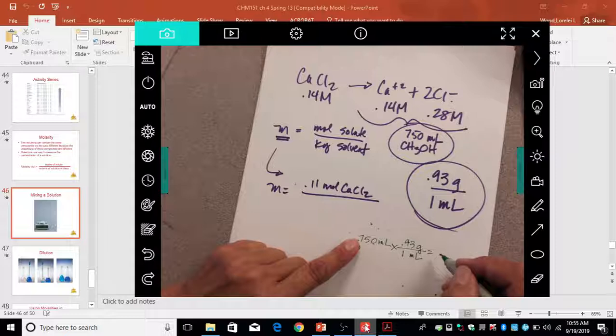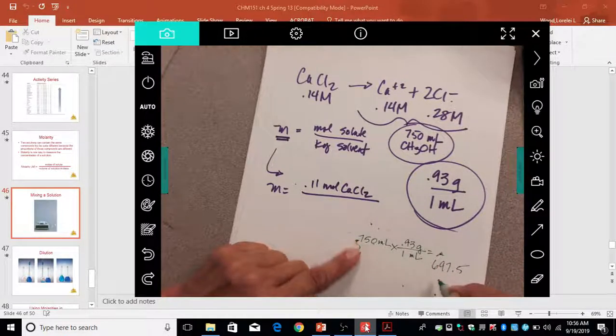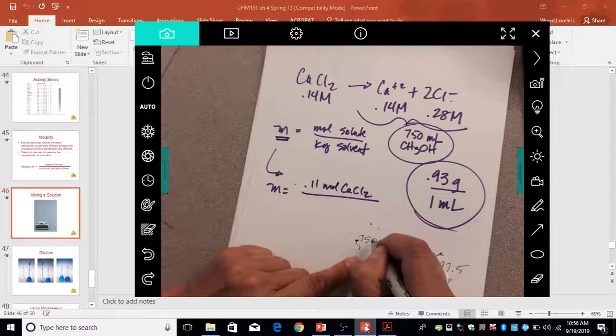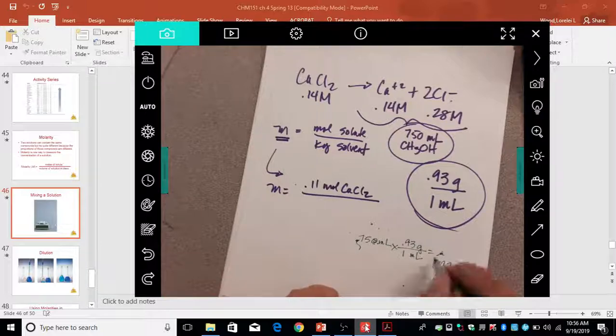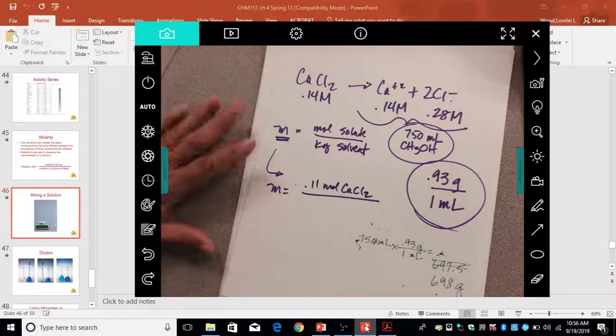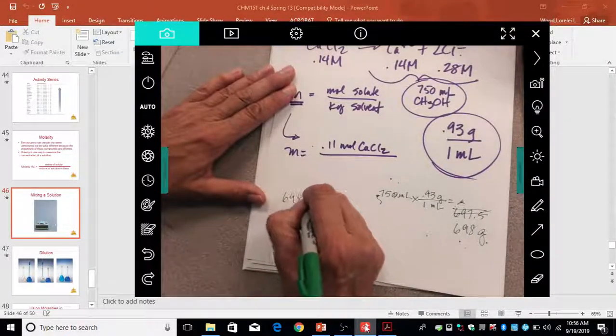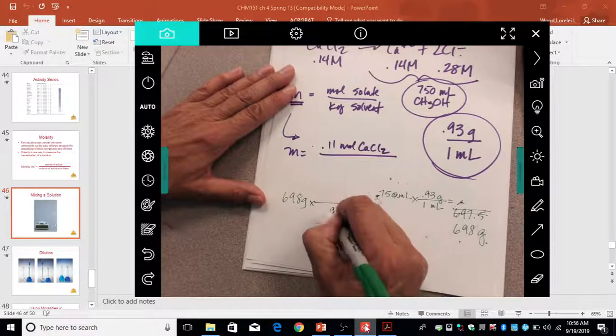How much is it? 697.5. So we'll say 698. We'll say this was 3 sig figs since we had a decimal, that zero's happy. So we'll say 698 grams. All right, now what do I do with that information? I've got to take 698 grams and go from grams to what?